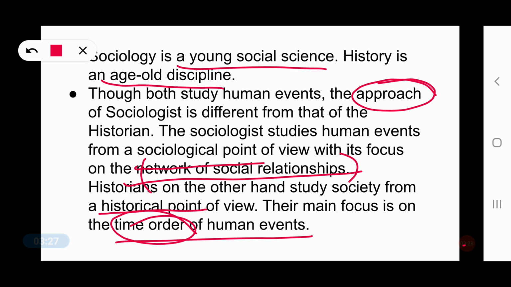So to say it more generally, the sociologist is interested in the networks between human beings as societal beings or social beings, whereas the focus of the historian is on the time order of human events.